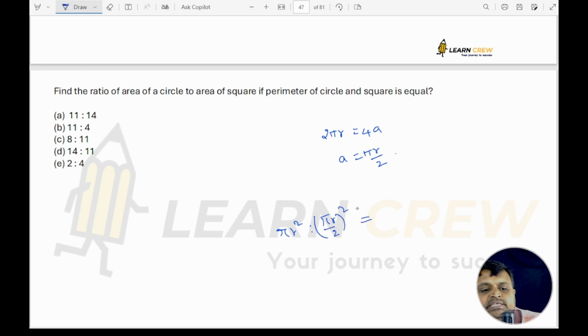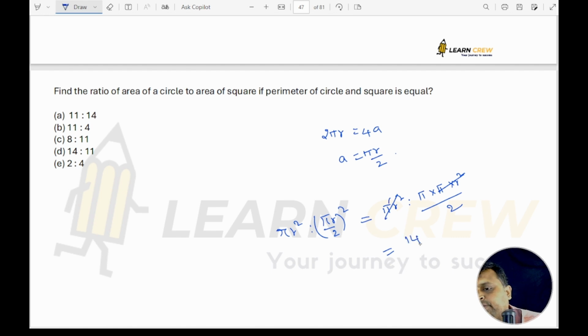If you simplify this, what you are going to get? So you are going to get pi r square is to pi into r square divided by 2. So from this, r square cancels. So you are going to get 1 is to pi by 2.